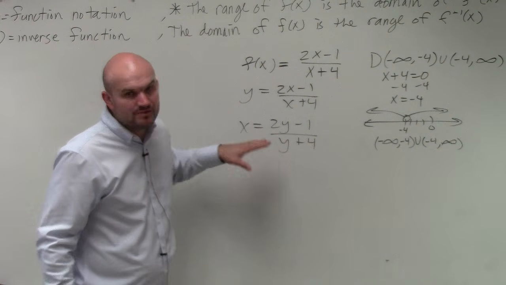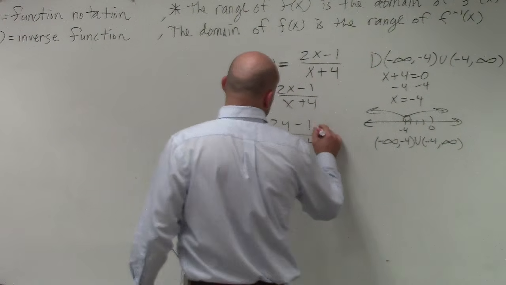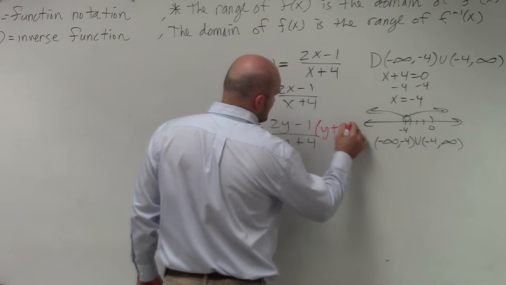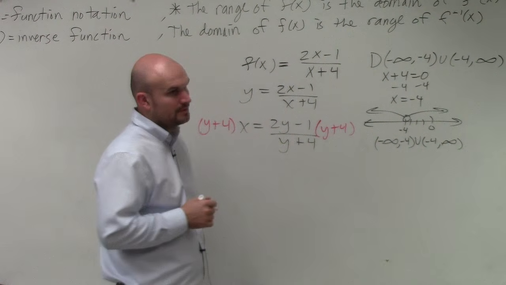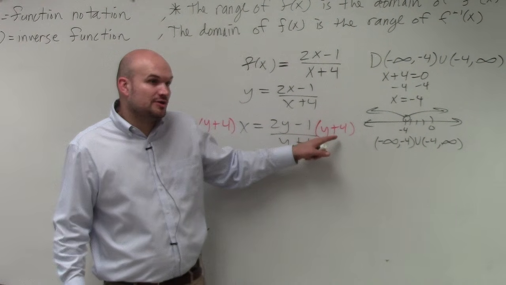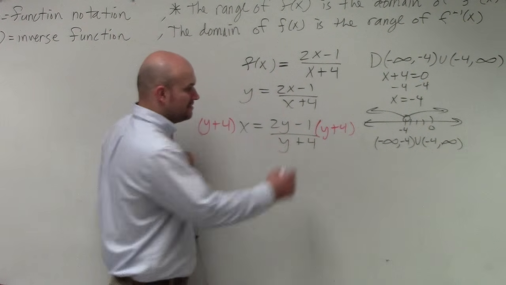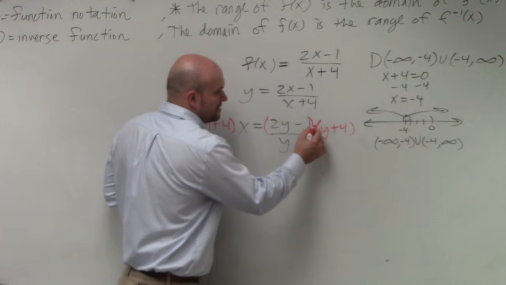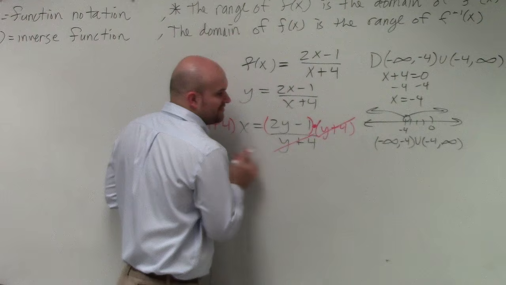So I have y plus 4 in my denominator. I have to get y plus 4 off my denominator. So what I'm going to do is I'm going to multiply by y plus 4 on both sides. Since I have a y plus 4 in the numerator and a y plus 4 in the denominator, by the division property, I am multiplying these two. So that means these two are separated by multiplication. I can apply the division property and divide them.